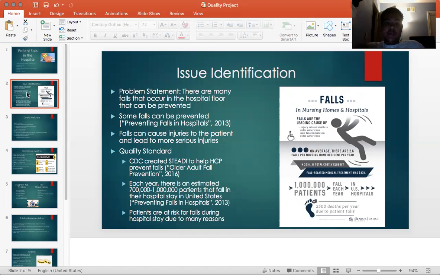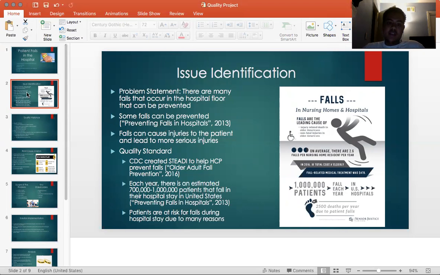Falls can cause injuries to patients and lead to more serious injuries. An example of this is a coworker of mine whose patient actually fell in the hospital. She tripped on the floor, and she was a bit weak. She fell on her shoulder and actually broke it. Unfortunately, that could probably have been prevented by assessing the situation, allowing help, and maybe even a better flooring, soft or more compliant flooring.